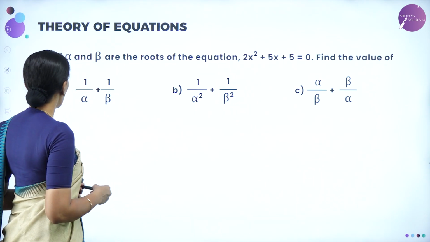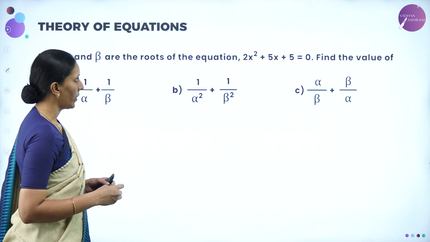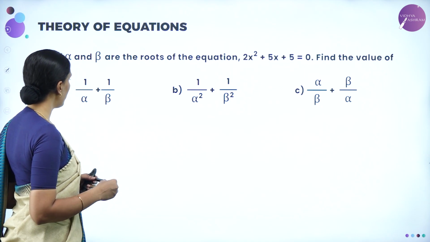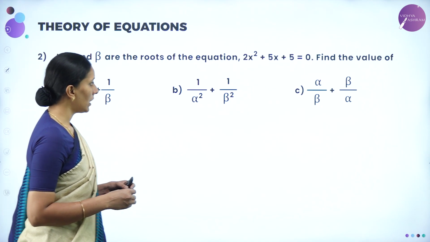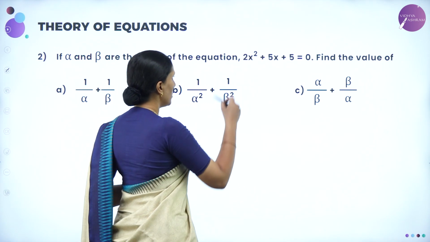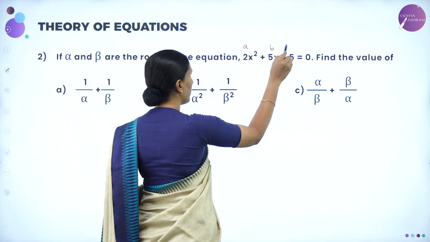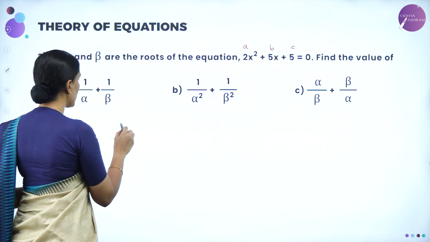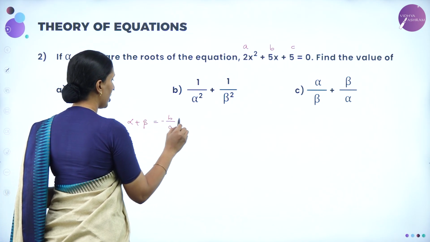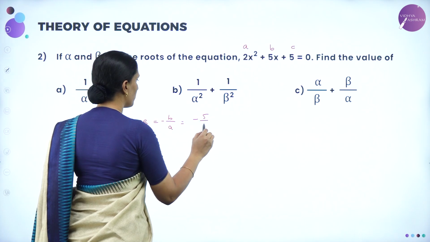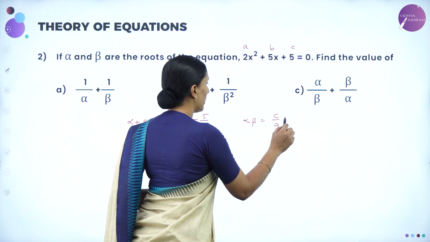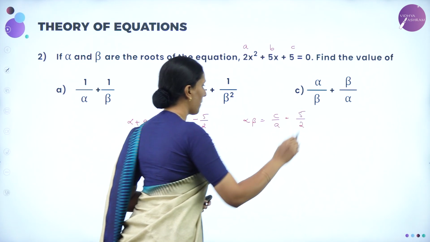Next one. If alpha and beta are the roots of the equation 2x square plus 5x plus 5 is equal to 0, find the value of 1 by alpha plus 1 by beta, 1 by alpha square plus 1 by beta square, alpha by beta plus beta by alpha. So this is A, B and C. Now let's find what is alpha plus beta. That is minus B by A, so minus 5 by 2. Now let's check alpha beta, which is C by A, which is 5 by 2 again.